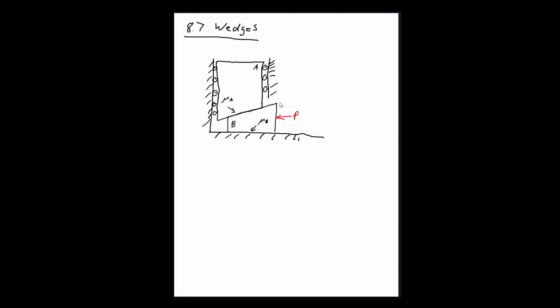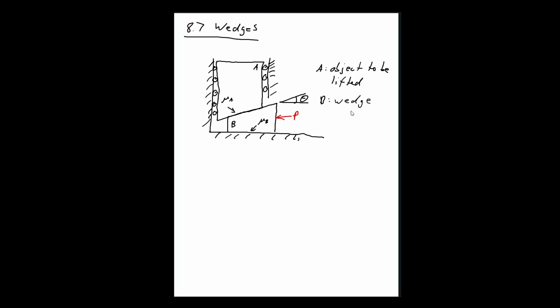And we'll define the slope of our two blocks relative to the horizontal as theta. And so now A is the object that we want to lift, object to be lifted, and B is the wedge.